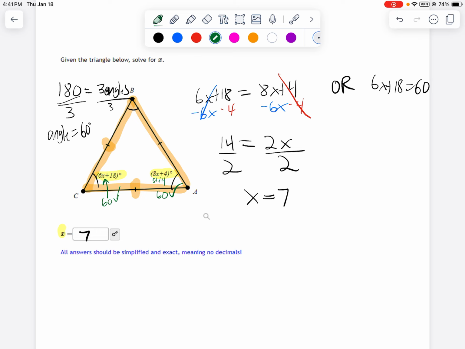But just by setting those equal to each other or by setting each one to 60, you can solve for x.